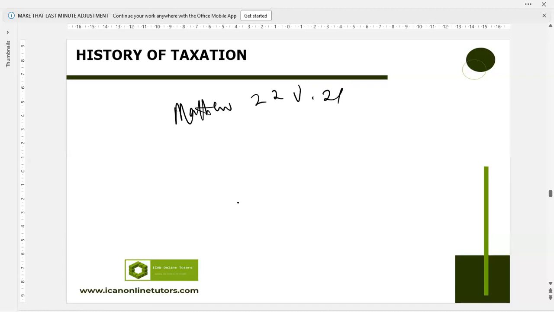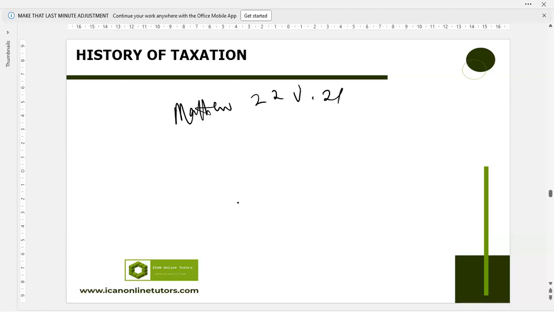But in our religion, we still have to comply. So that's just a brief of the history of taxation.